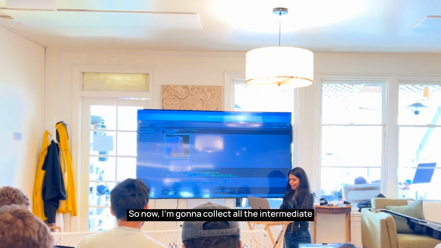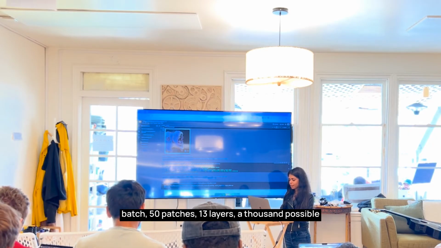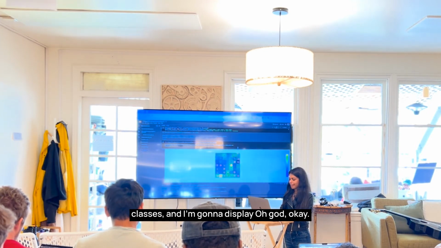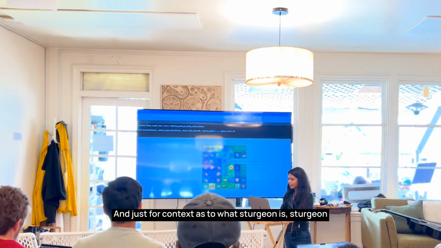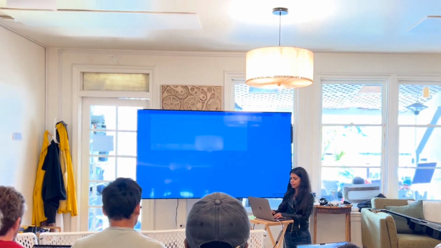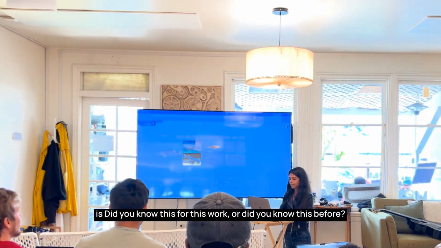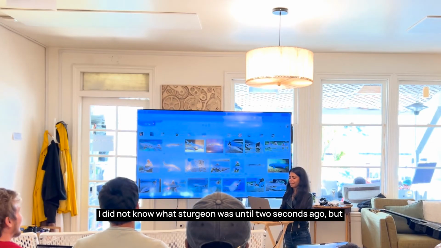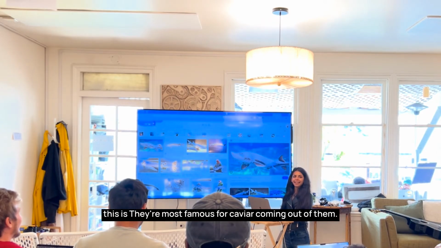So now I'm gonna collect all the intermediate activations and I get this tensor, which is like one batch, 50 patches, 13 layers, 1,000 possible classes, and I'm gonna display, oh god, okay. Sturgeon, it thinks it's a fish, it thinks it's a sturgeon. Just for context as to what a sturgeon is. Did you learn this for this work, or did you know this before? A sturgeon? I'm just learning what a sturgeon is right now. I did not know what a sturgeon was until 2 seconds ago, but they're most famous for caviar coming out of them.